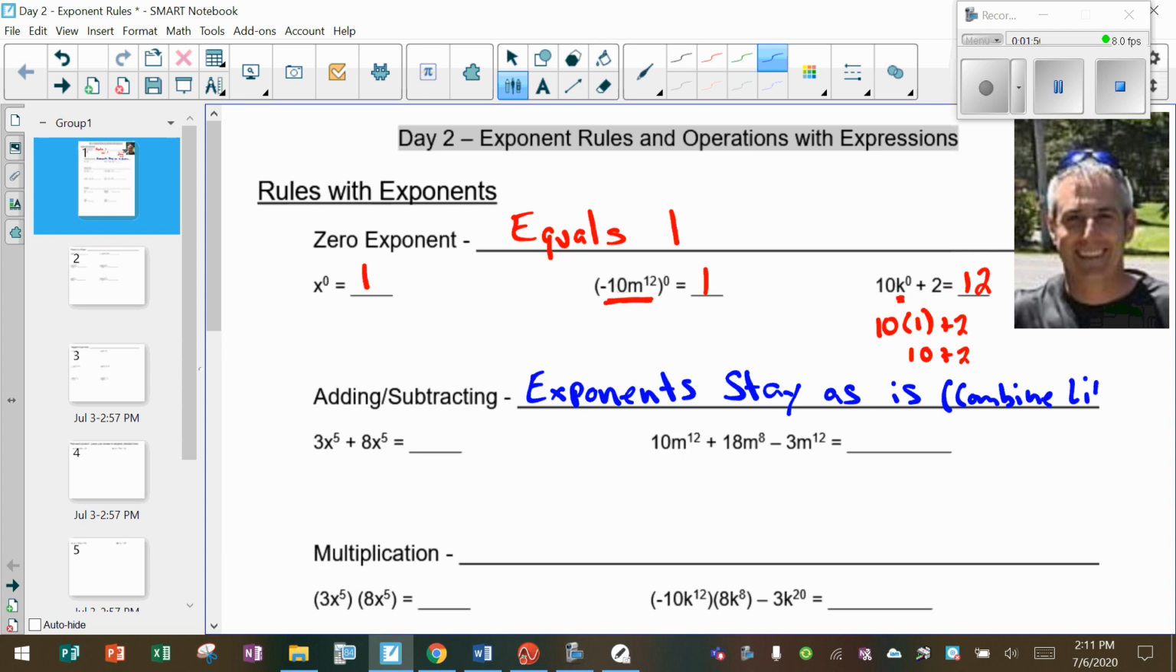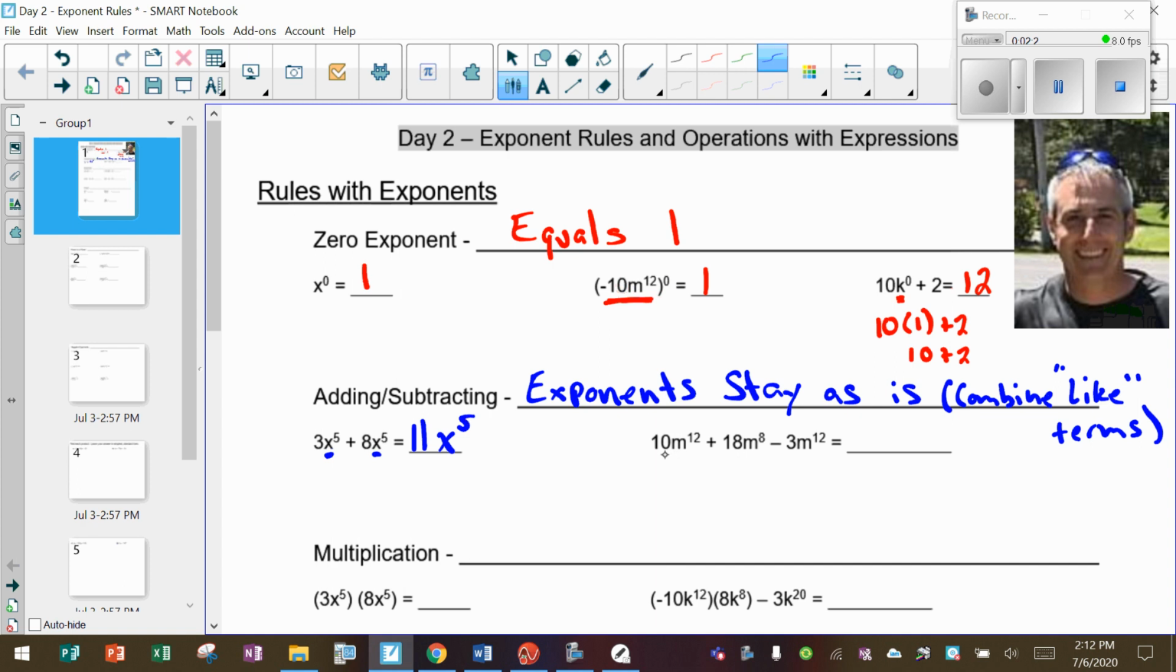Combine like terms. Like terms means same variable, same letter, and same exponent on that variable. So 3x to the 5th plus 8x to the 5th, they are both x to the 5th. 3x to the 5th plus 8x to the 5th. We add the 3 plus the 8 and keep the exponent on the x the same.